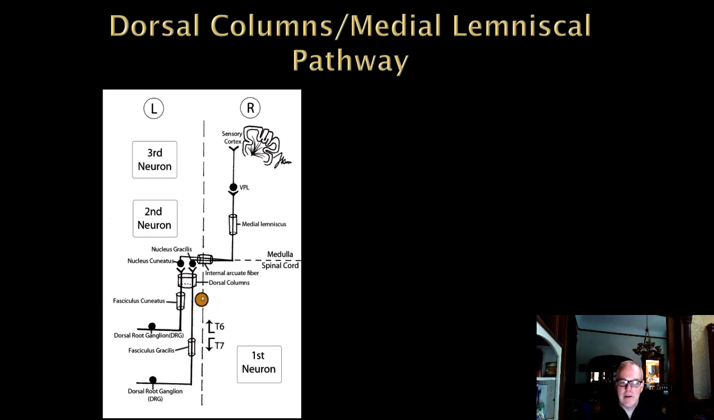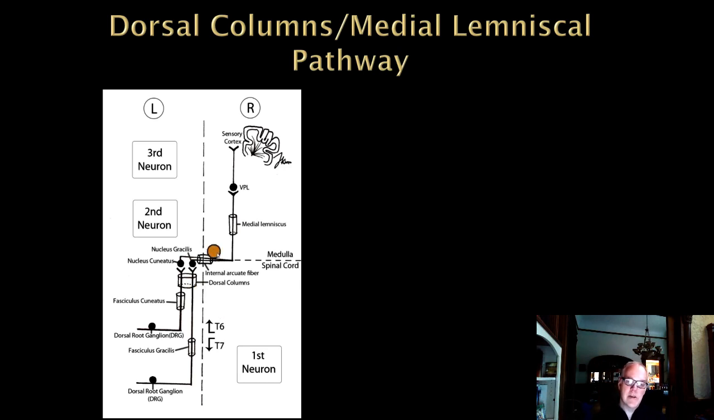So this information does not cross until we get all the way up into the lower medulla. Then we have the synapse at the nucleus gracilis or nucleus cuneatus. Okay, then the fibers cross over, and the crossing fibers we call internal arcuate fibers. Okay, so you want to associate that with vibration and proprioception. Remember, the ventral white commissure is the crossing for pain and temperature, and that occurs in the spinal cord.